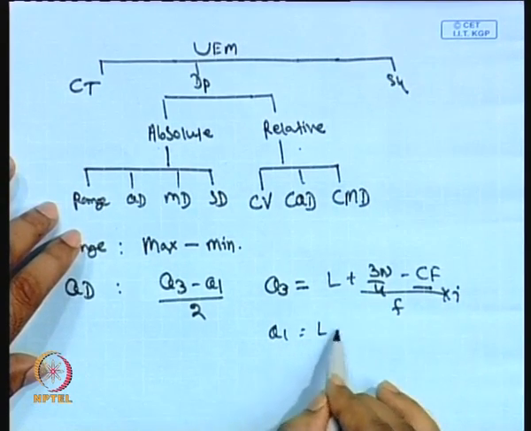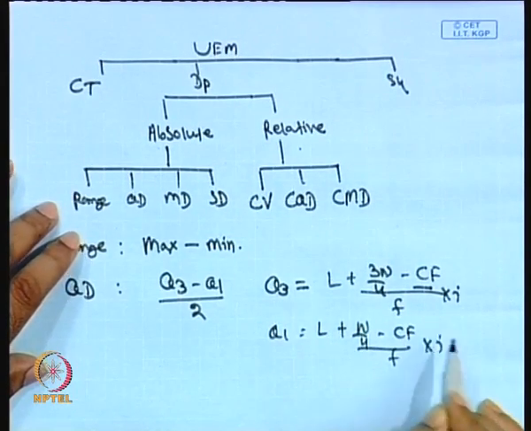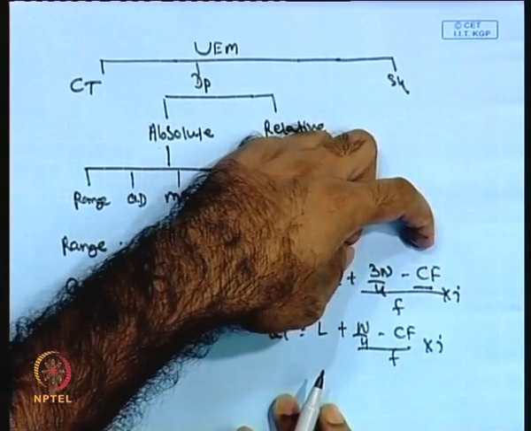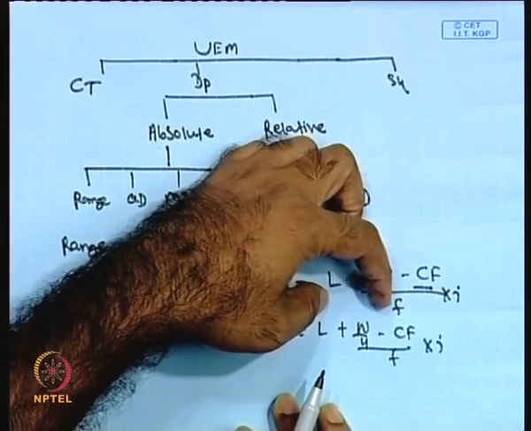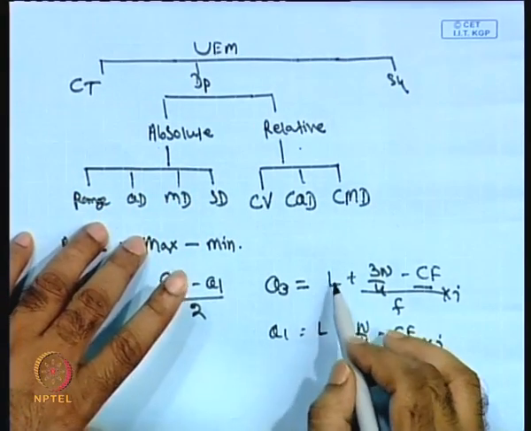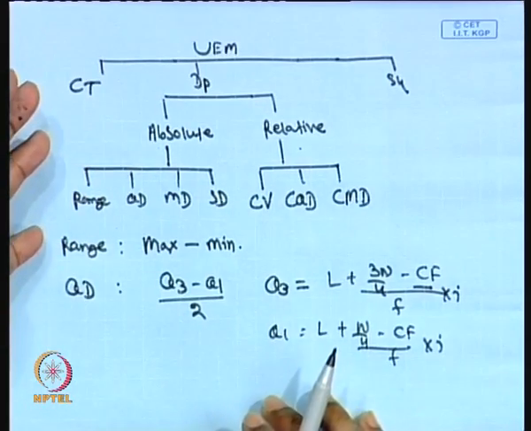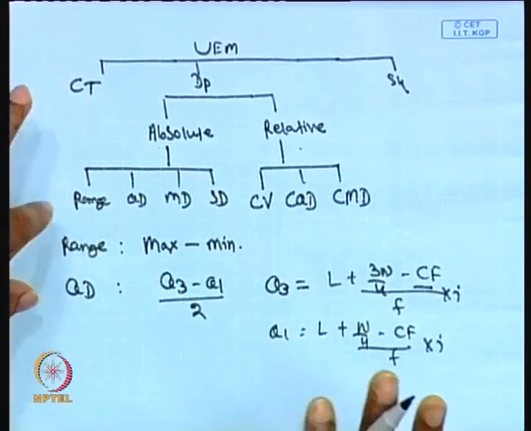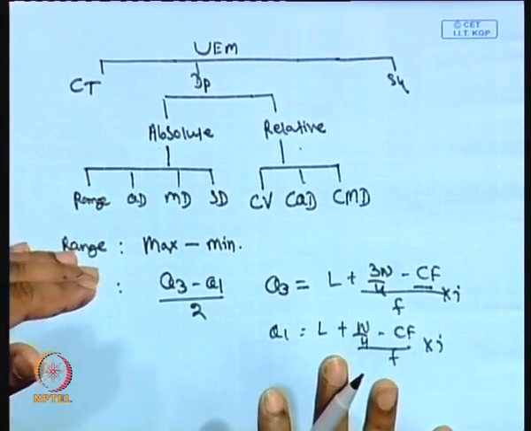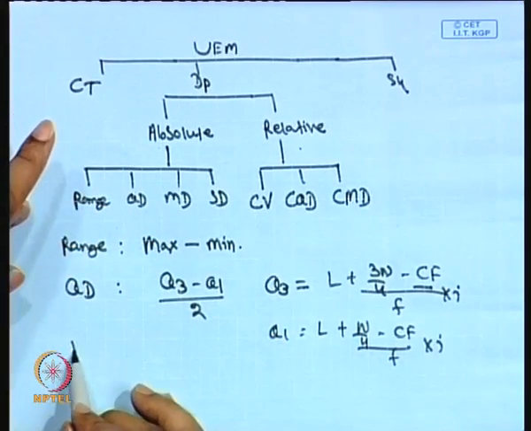And Q1 equals L plus (n/4 minus CF) by f into i. We have already discussed what CF is. This is the cumulative frequency of the class preceding the median class, f represents the frequency of the median class, i represents the class interval, L represents the lower limit of the class, Q3 represents the third quartile and Q1 represents the first quartile. So quartile deviation is calculated as the difference of third quartile minus first quartile, divided by 2.